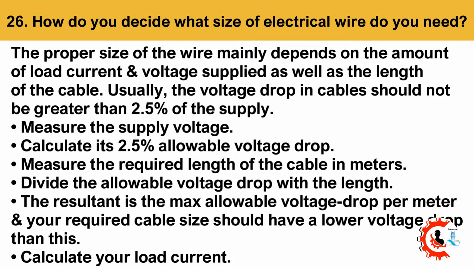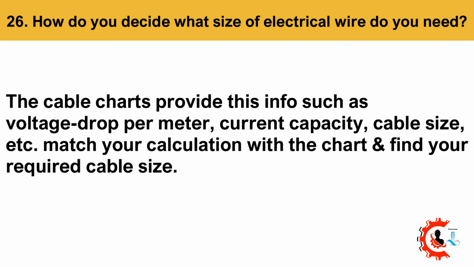Measure the required length of the cable in meters. Divide the allowable voltage drop by the length. The result is the max allowable voltage drop per meter, and your required cable size should have a lower voltage drop than this. Calculate your load current. The cable charts provide this info such as voltage drop per meter, current capacity, cable size, etc. Match your calculation with the chart and find your required cable size.